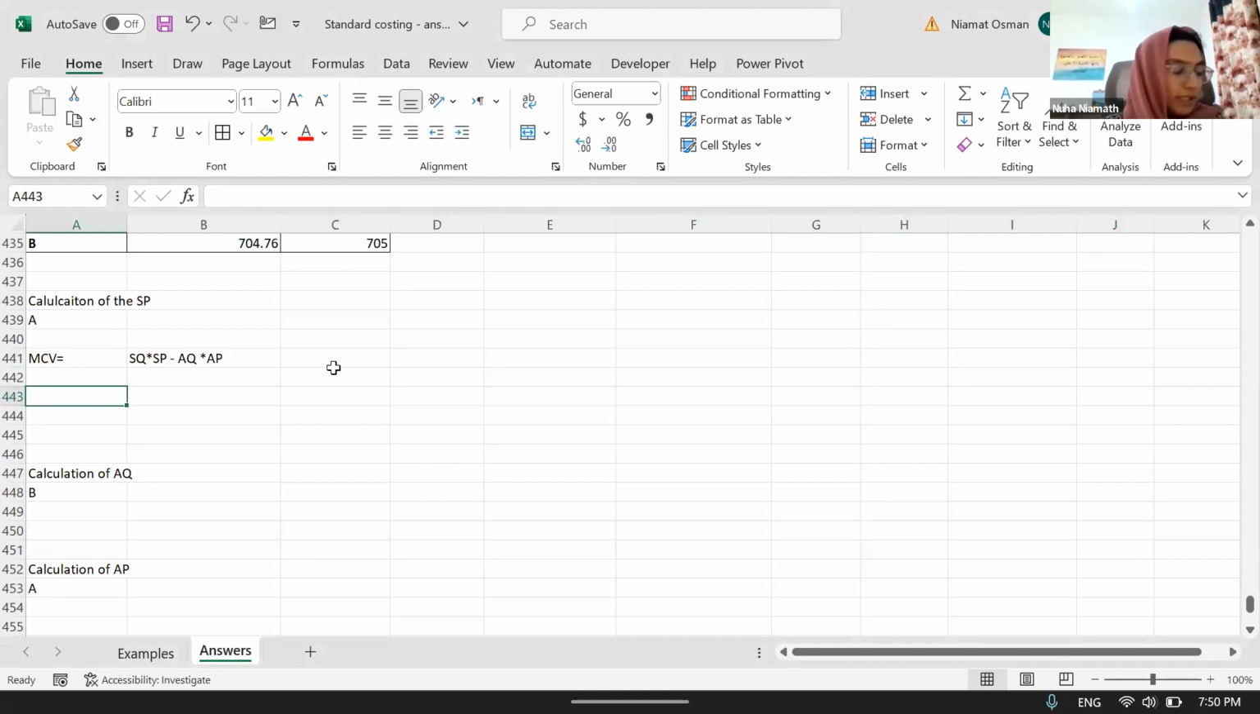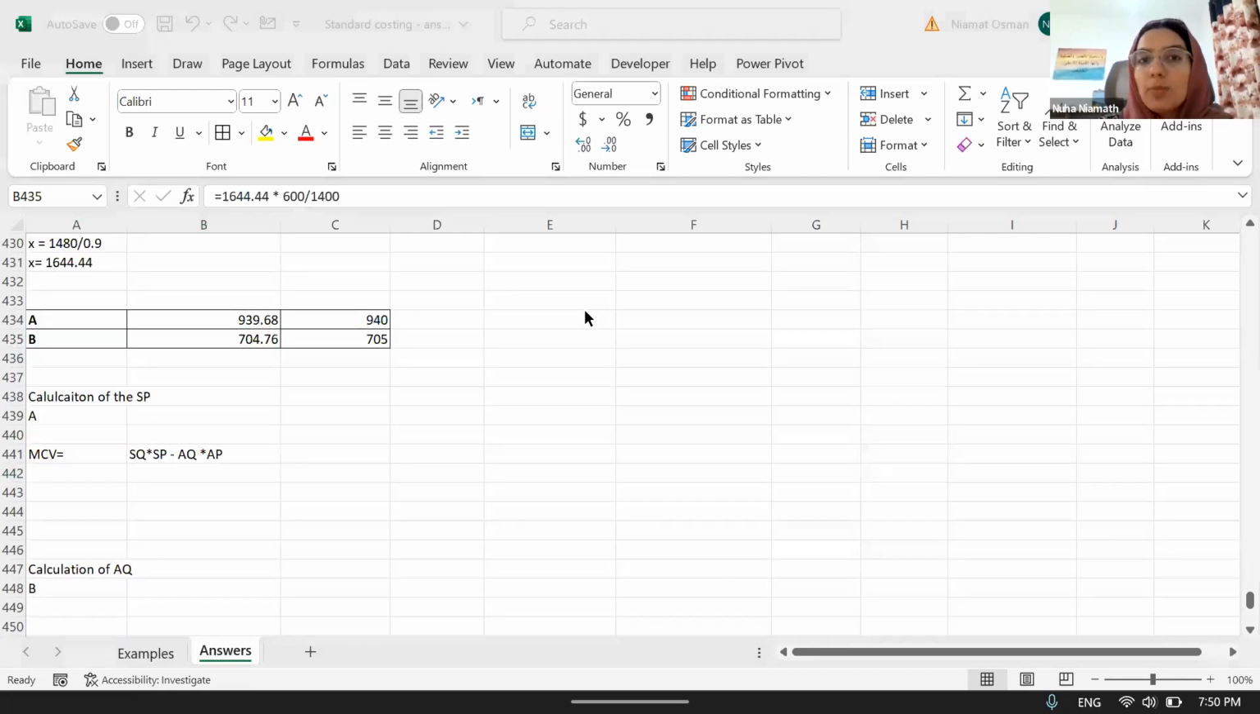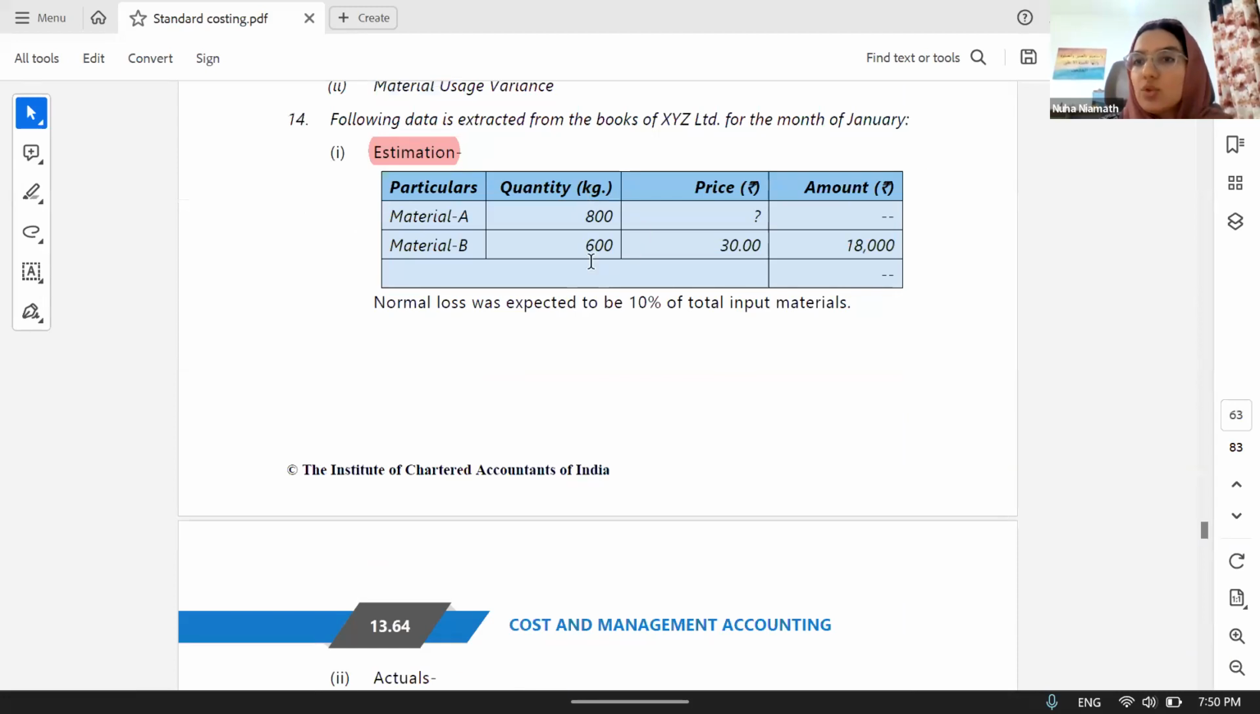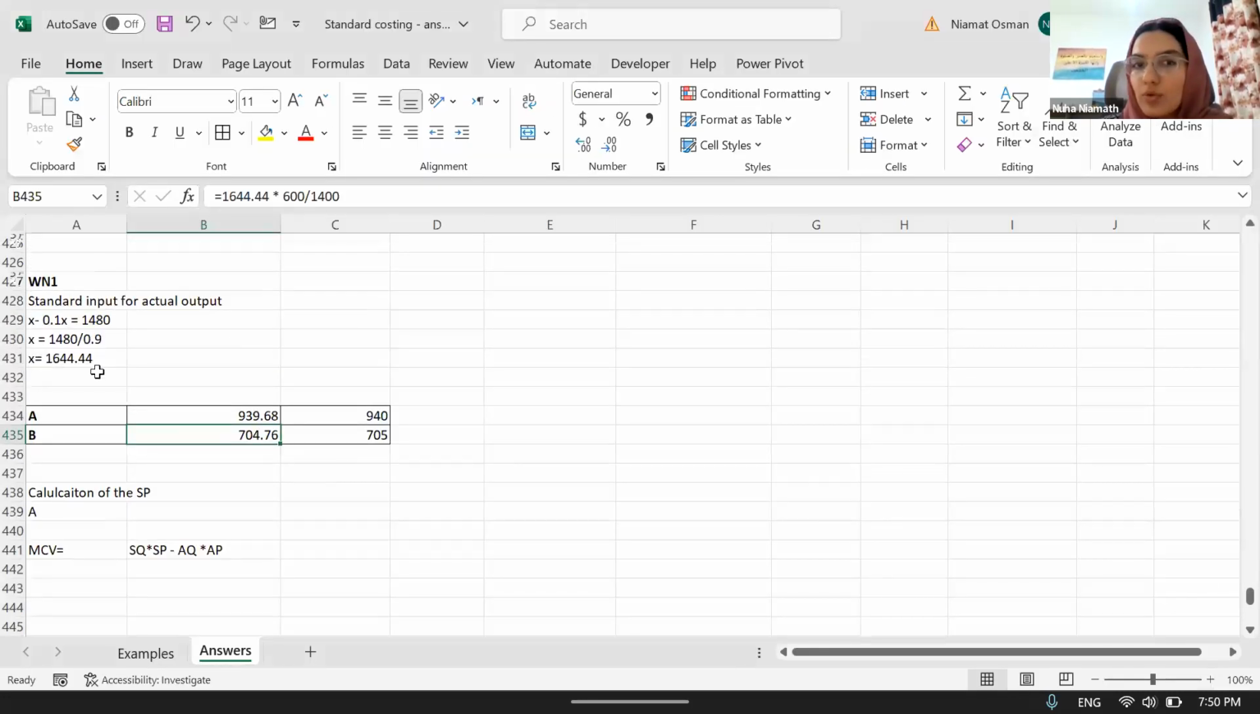Khatija says, B, please repeat. Okay. So, Khatija, what we know is the proportion has to be 800 is to 600. Correct? So, when I divided 1644 into 800 by 1400, I got 940. And then I multiplied into 600 by 1400, I got 705. So that's how I got these two figures, 940 and 705.